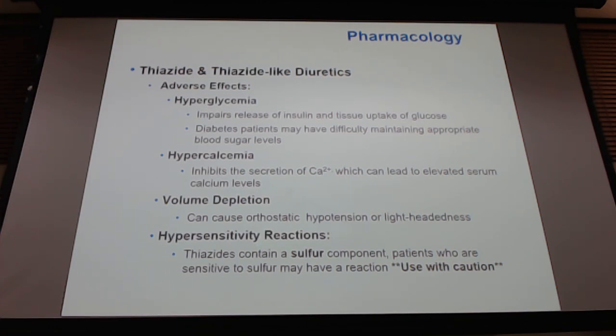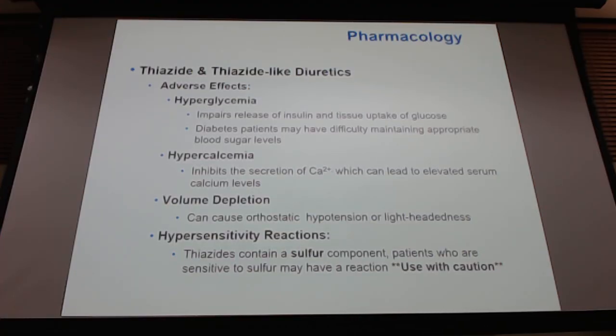Next we have the hyperglycemia effect, so it'll impair release of insulin and tissue uptake of glucose. And so diabetes patients may have difficulty maintaining appropriate blood sugar levels. For hypercalcemia, it'll inhibit the secretion of calcium, which can lead to elevated serum calcium levels.